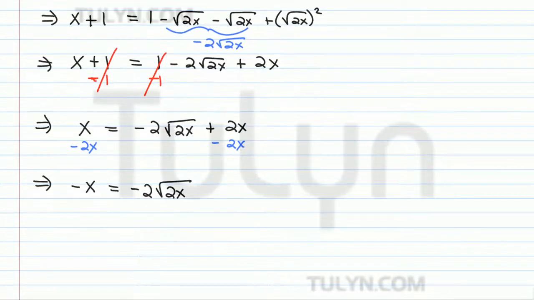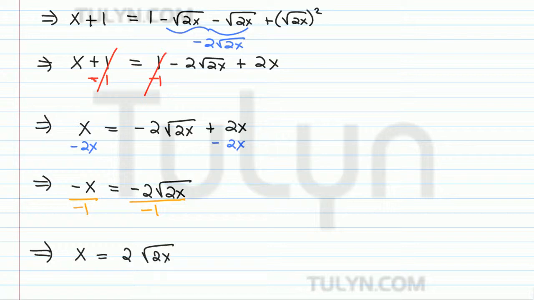Now we could divide both sides by 2 to get rid of this 2. Remember, since these two are related by product, as in they're being multiplied together, you can't subtract a 2 from each side. But one thing we can do to make our lives a little bit easier is to divide by negative 1. Dividing both sides by negative 1 means that these negative signs on both sides of the equation are going to cancel. So we're left with x is equal to 2 times square root of 2x.